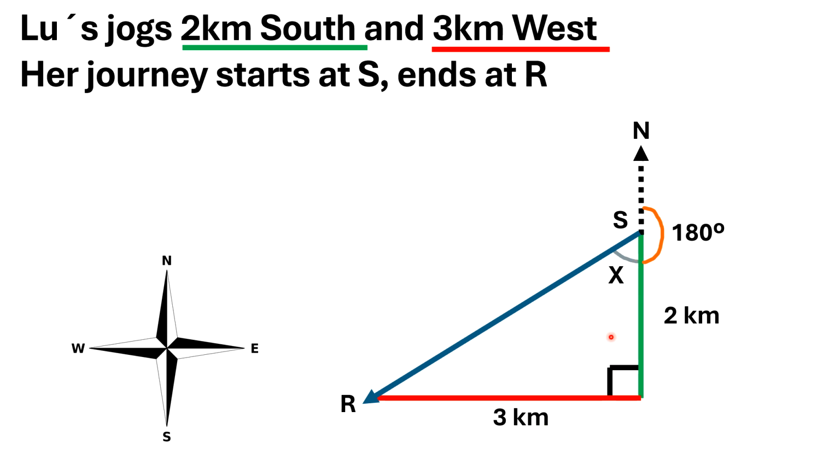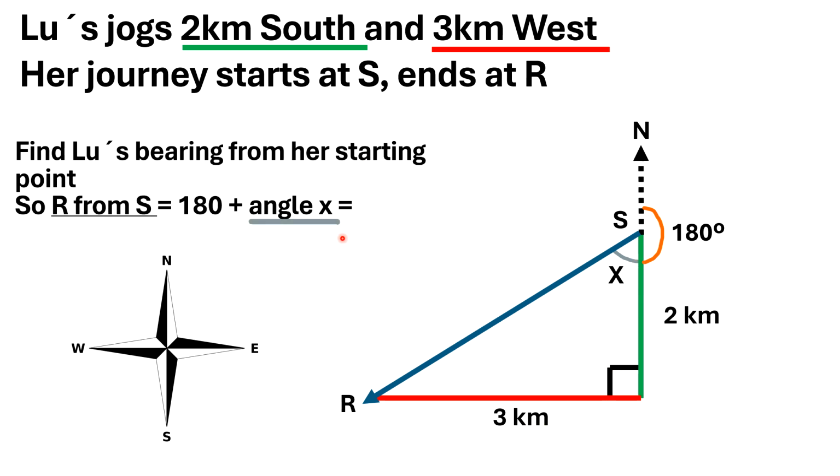do some sin cos tan as well. So imagine the question is find Lou's bearing from her starting point. So her starting point is S and R is the ending point. So if it asks you to look at it from her starting point, we're looking at it from S to R. Okay, so we're figuring out this right here. We already know that this is 180, and so we're going to do sin cos tan to figure out angle X, and we're going to add them together as you can see here. Okay, hope that makes sense.